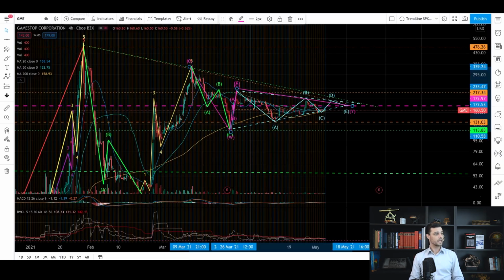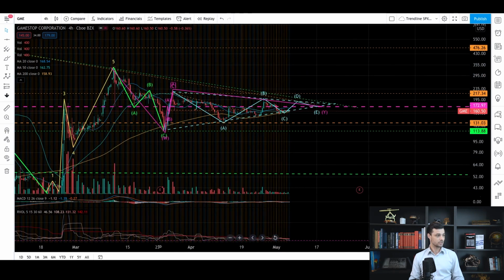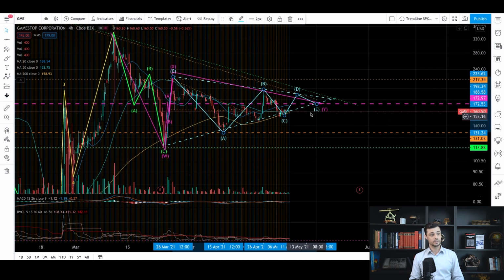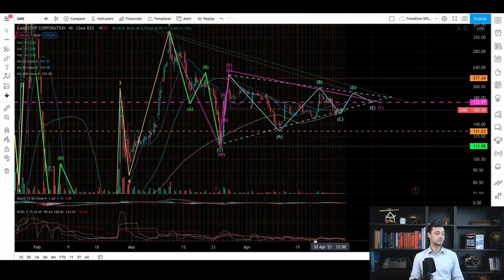But I agree that even when you have a double three, you usually have a zigzag between the two threes. So here my first three is a zigzag. My second three is a triangle. So I need to have a zigzag in between. So it's actually better to label it this way. And by doing so, I have one more wave, which is the E wave here, that is going to be a wave going down. And after that, I could have my 1, 2, 3, 4, 5 starting. So it makes more sense. So let's keep it this way.